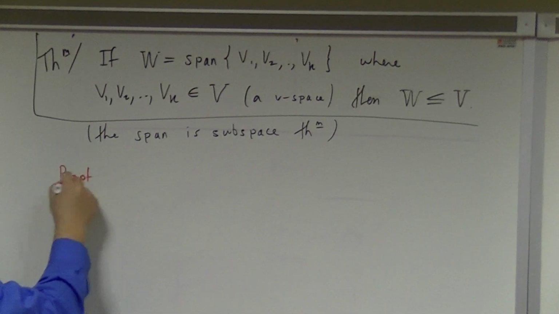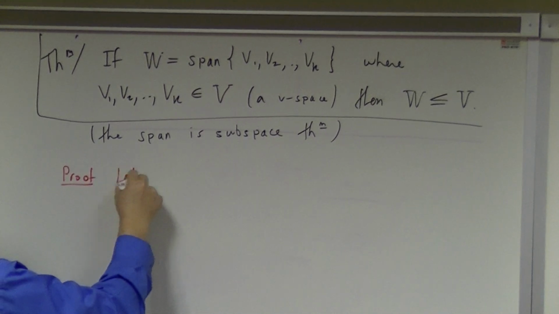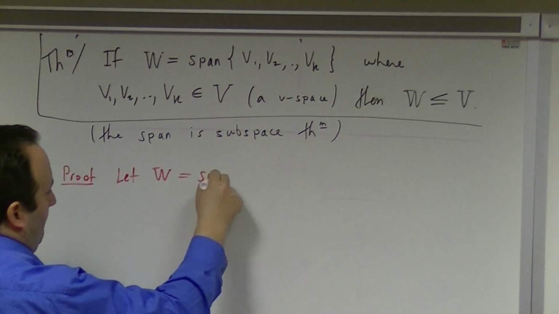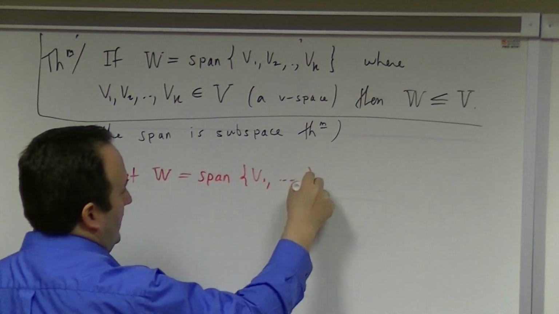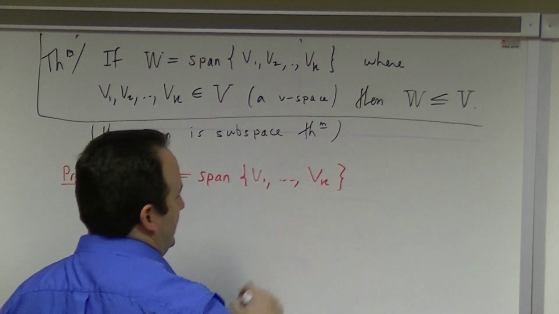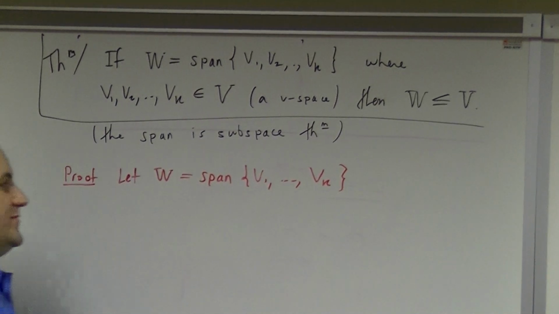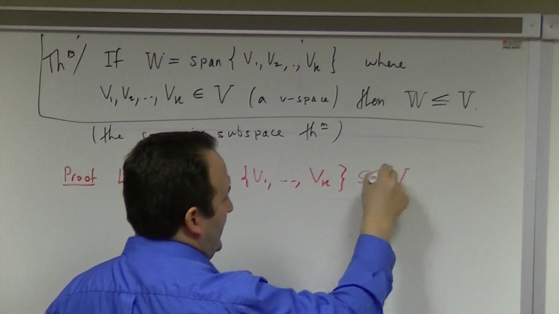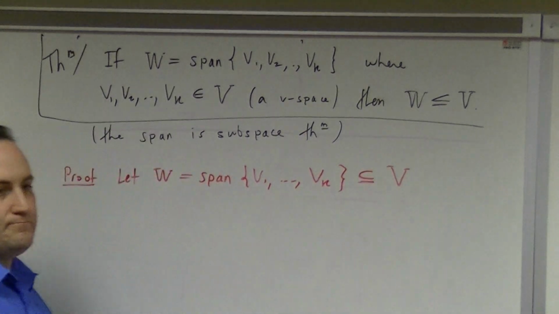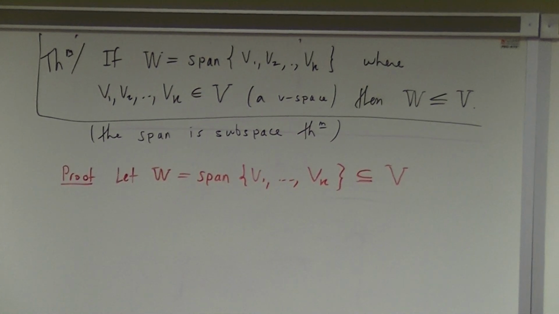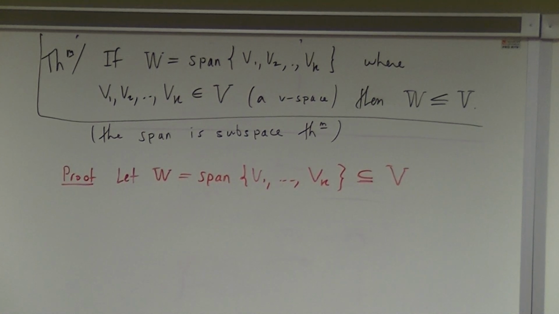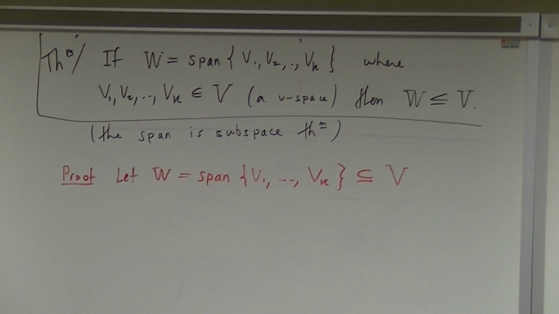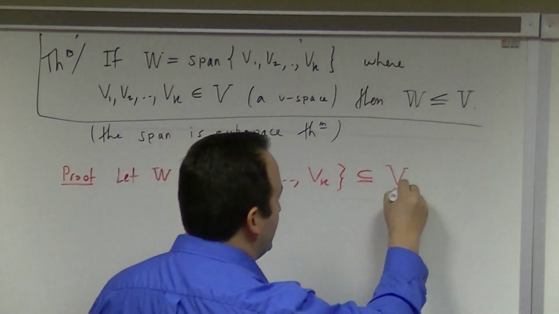Let W be so advertised, and I'm assuming that the Vi are as in the theorem. It's clear enough it's a subset of V, right? Why is it clear that it's a subset of V? If I take vectors and add them together finitely many times, and I scalar multiply those vectors, then by the axioms of the vector space, we again get vectors in the vector space. So it's clear it's a subset. You can supply the details if you want, but that's clear.